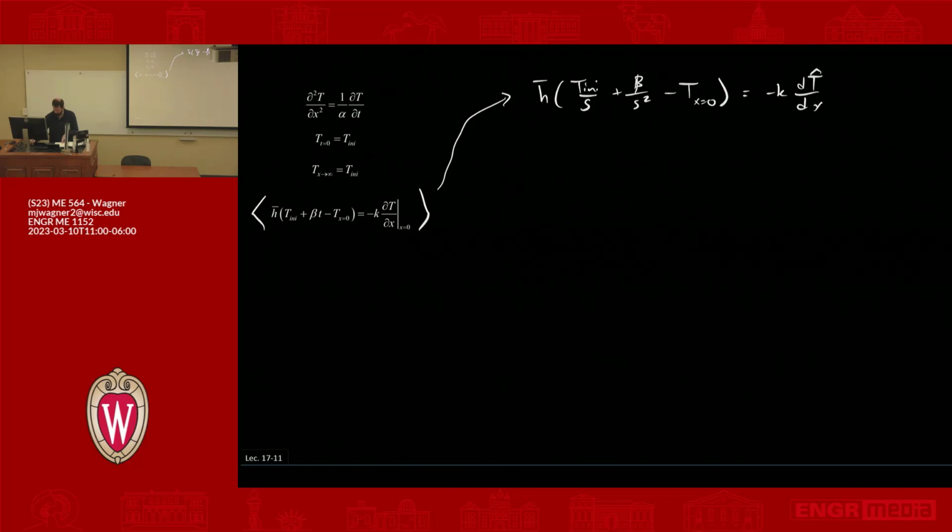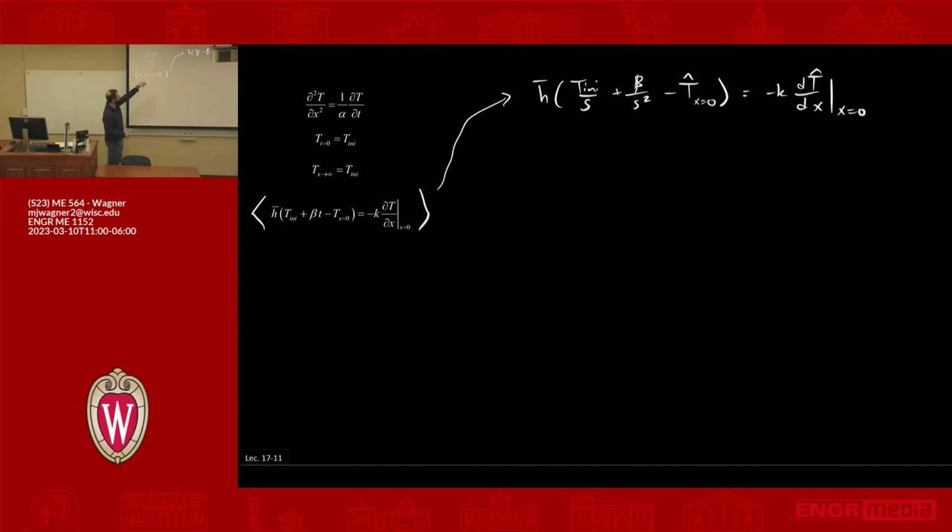So in this one, we're going to take this boundary condition. We have to first take the Laplace transform of this thing. So doing that first, up here, I'll just write it out, it's going to be h bar times the quantity T initial over S plus beta over S squared minus T at X equals 0, equal to minus K dT hat dX at X equals 0. That was it. So hopefully we can see where this came from.